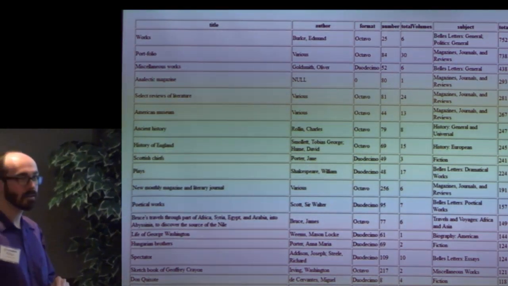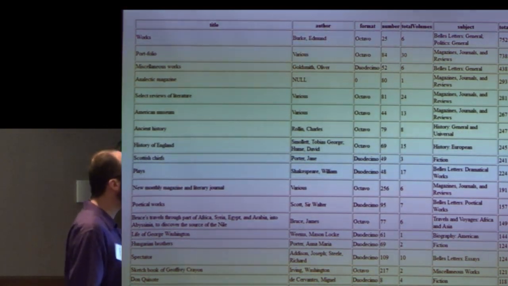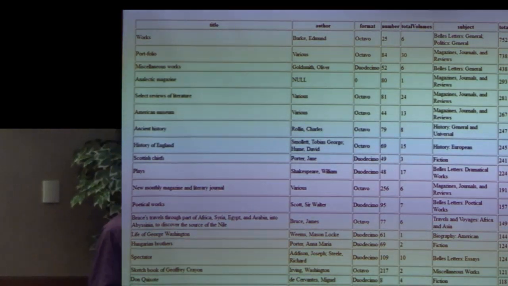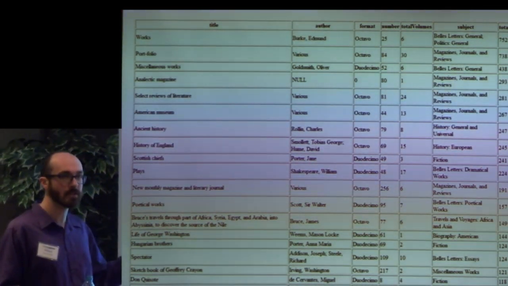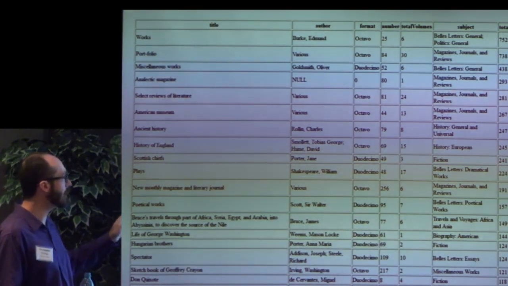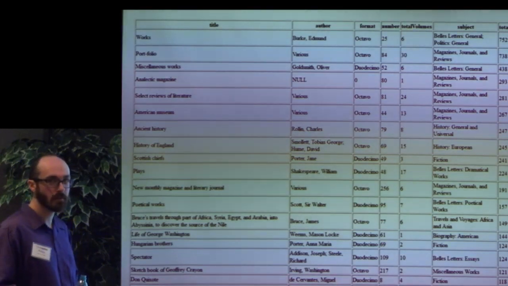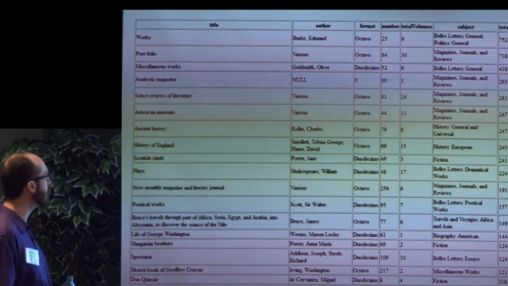Edmund Burke turns out to be the most popular read in this collection with 752 total loans. The Portfolio, maybe less surprisingly to specialists in this field, comes in second. This is one of the big magazines of the time. Then we get Goldsmith's works below that. So there's something about Irish authors that really seems to get Estonians going.